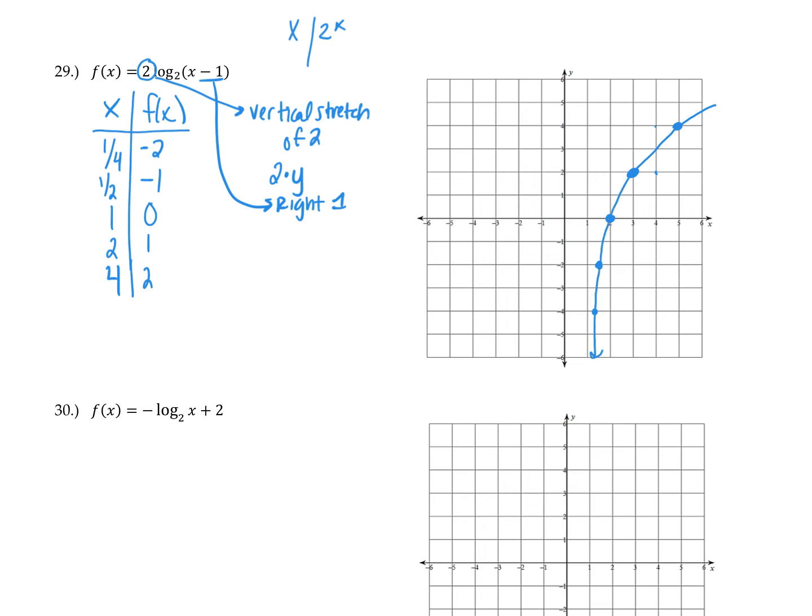So again, that right 1 shift is going to shift my asymptote. So my asymptote is going to be at x equals 1. My domain would be 1 to infinity, and my range would be -infinity to infinity.